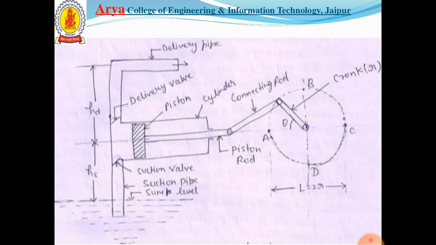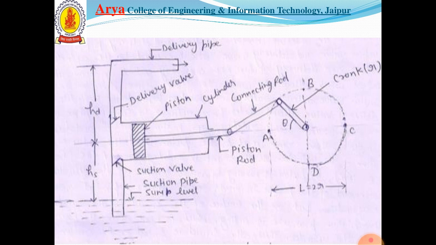Now let me discuss the working of the reciprocating pump. The figure shows a single acting pump which consists of a piston which moves forward and backward in a closely fitting cylinder. The movement of the piston is obtained by connecting the piston rod to the crank by means of a connecting rod. The crank is rotated by means of an electric motor.